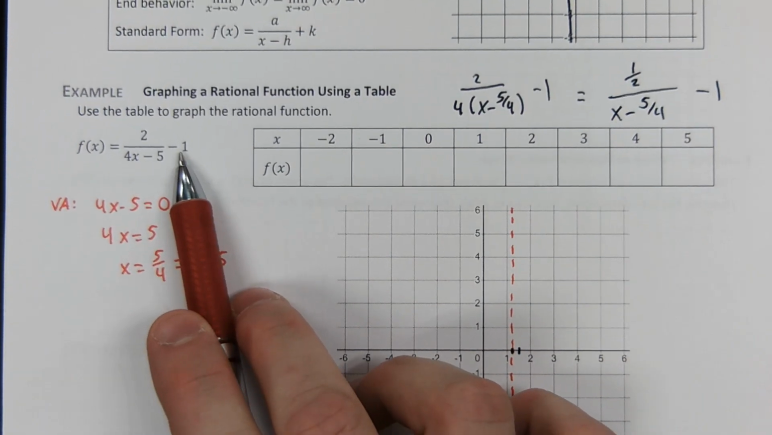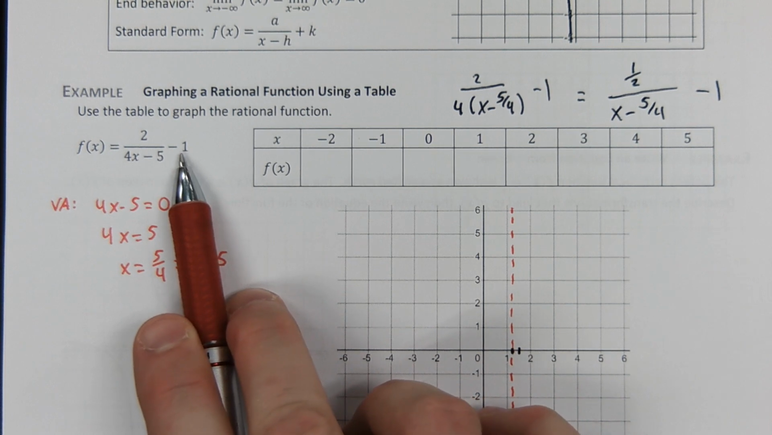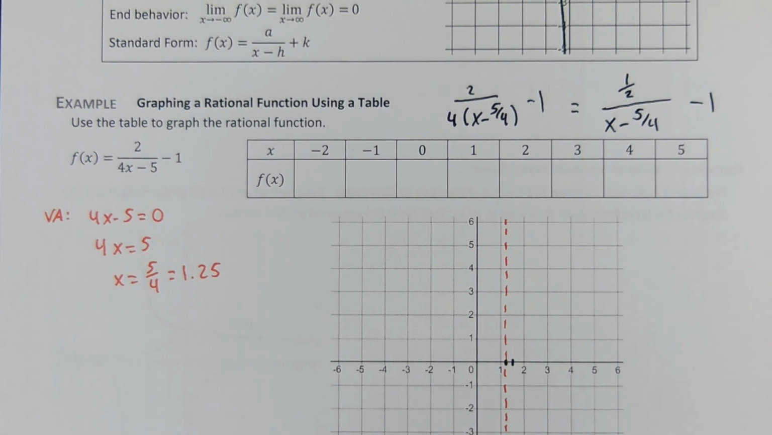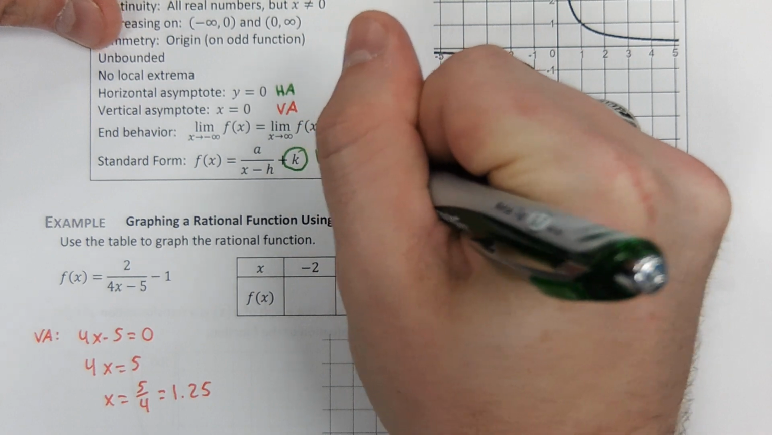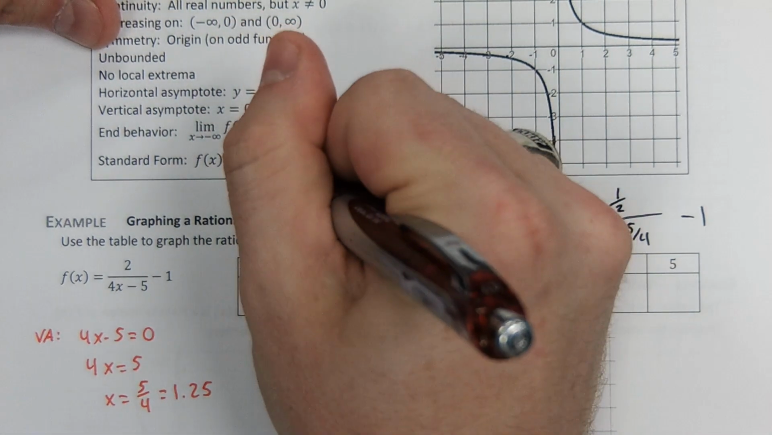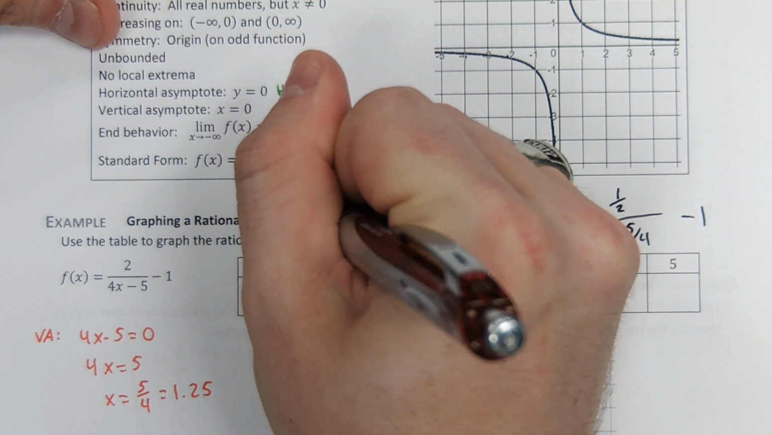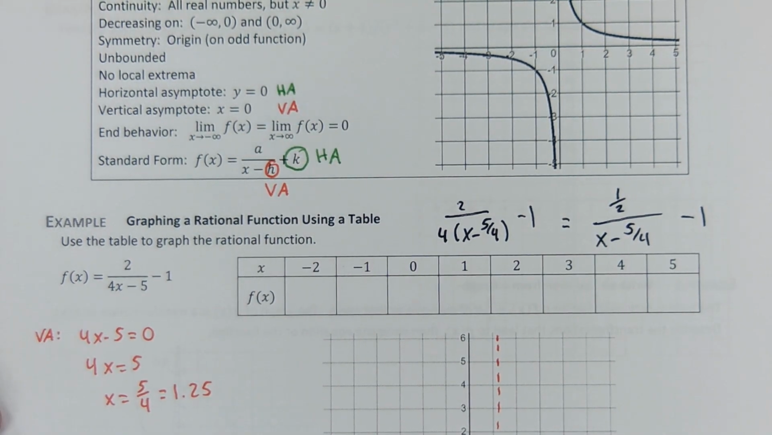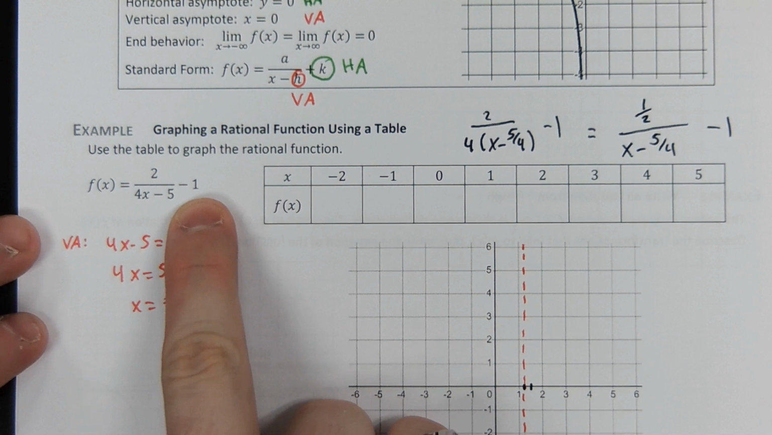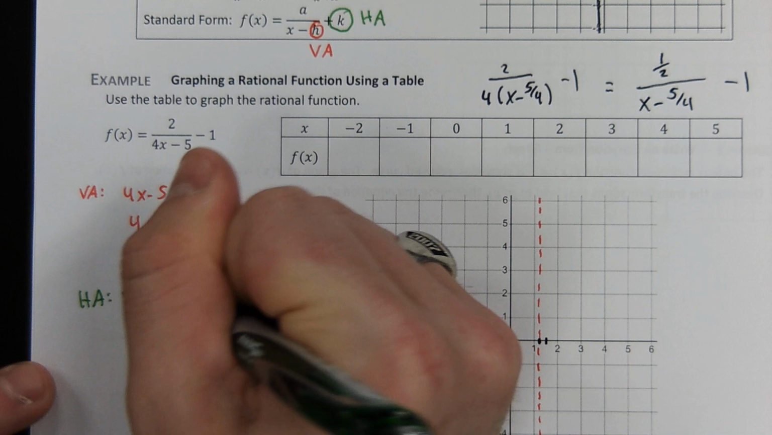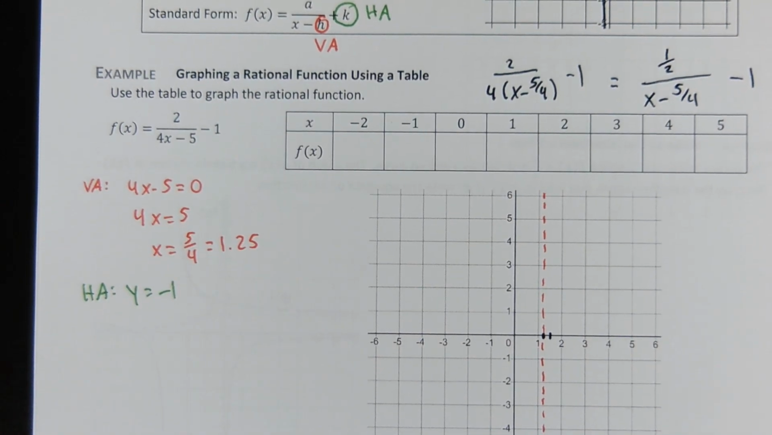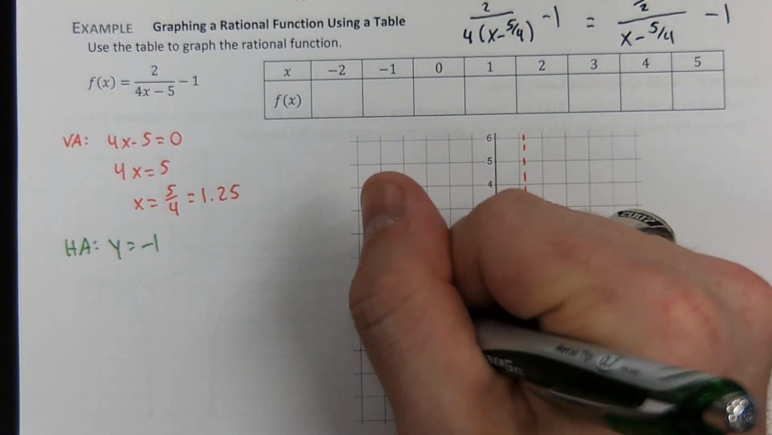What did this do to the graph? Moved it down 1. That means everything about the graph moves down 1, including the horizontal asymptote. So this right here will always be used to find the horizontal asymptote, and this right here will always be used to find the vertical asymptote. So this is my horizontal asymptote, y equals -1. And you do have to say x equals for the vertical asymptote. You do have to say y equals for the horizontal asymptote, otherwise it's wrong. But y equals -1 is here.